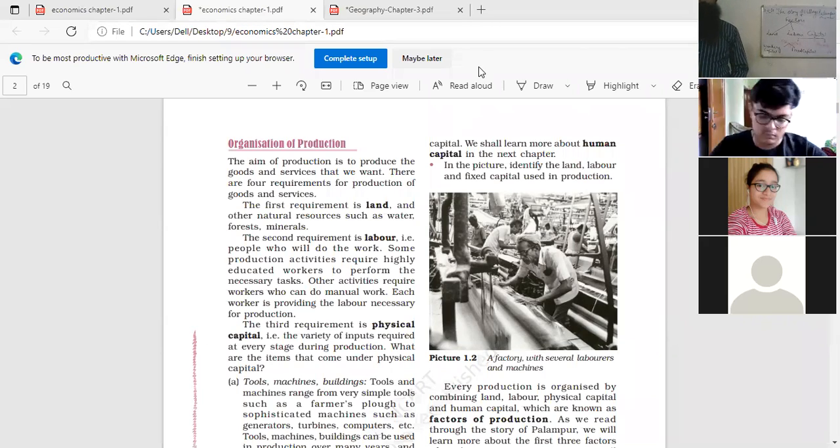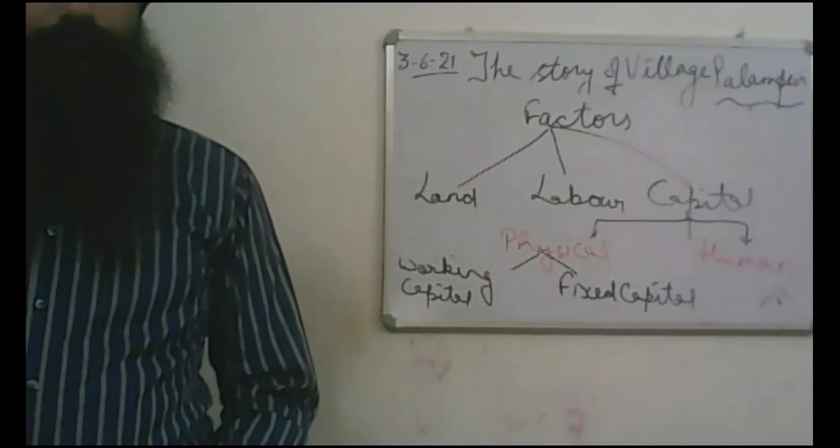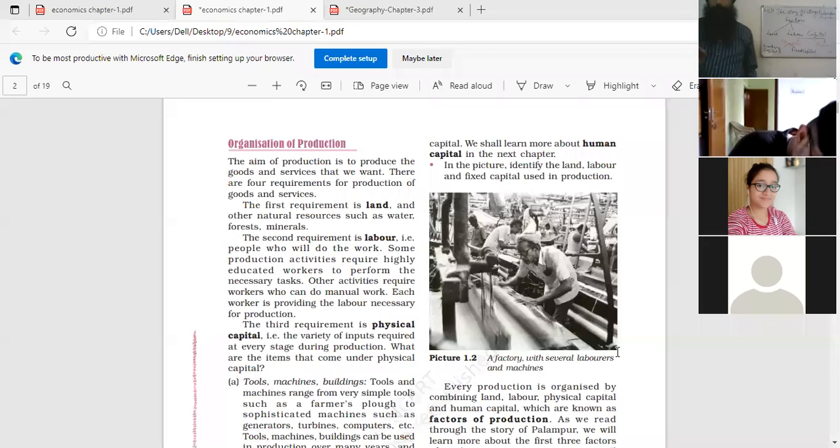Let's start from the first: land. Land is a fixed resource. It is decreasing day by day, not increasing. It doesn't mean that the total area of a country is reduced. It means that the total area under cultivation, the area under agriculture, is reducing.